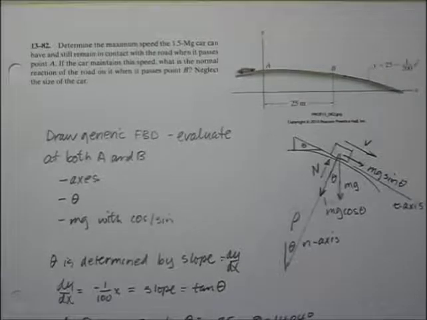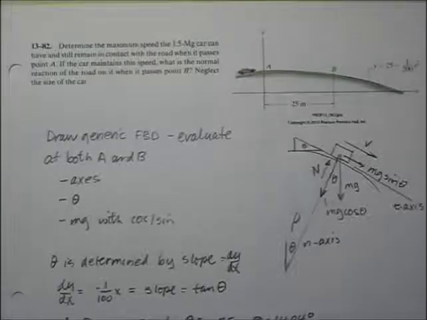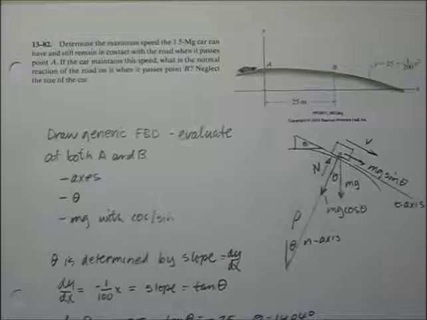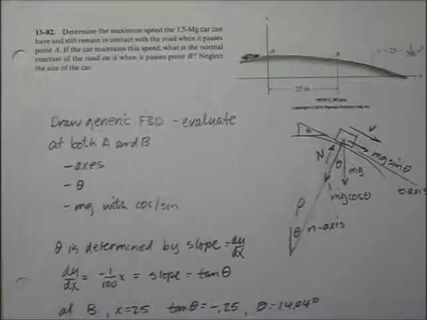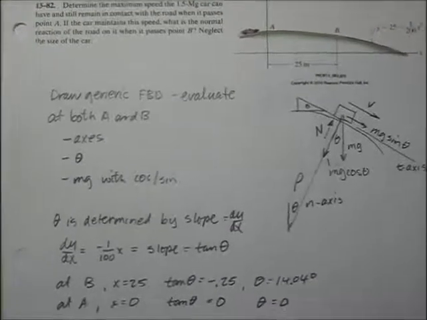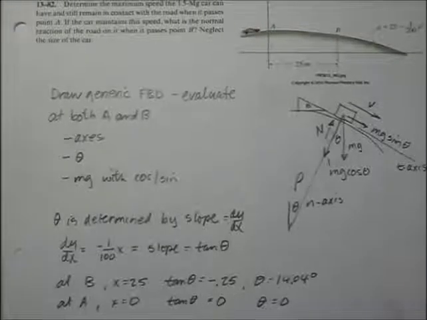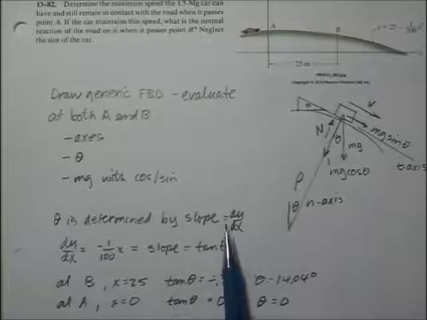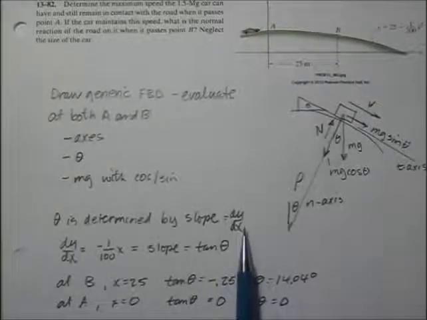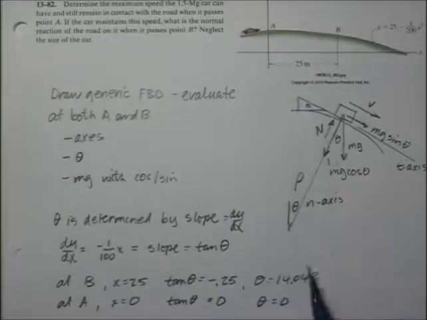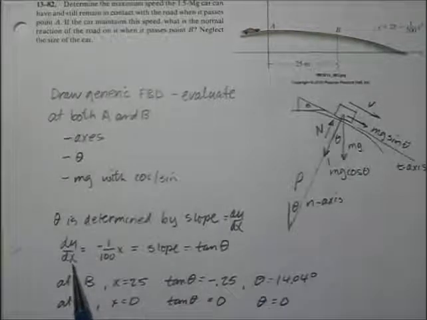Okay, a couple of things we need to establish. We need to establish the slope at a particular point, and if you recall, the slope is dy/dx. It is the first derivative of the line, and we know that the slope dy/dx is equal to tangent theta. So what we'll do is take the derivative and find out what the slope is at a particular point.